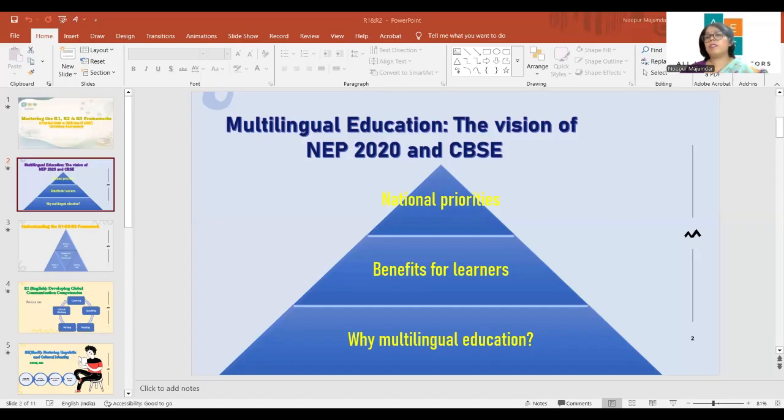So, dear educators, NEP and NCF describe R1, R2, and R3 as the three languages students learn during their school years, with increased proficiency expected at all stages. So the level increases. Now, dear educators, I just want to ask a question to you all.